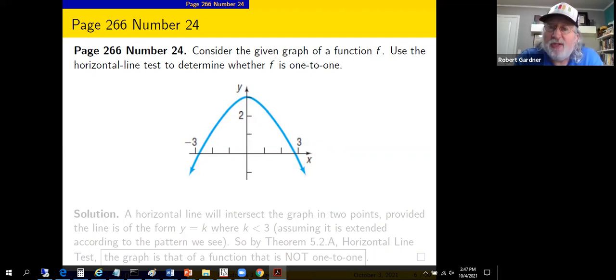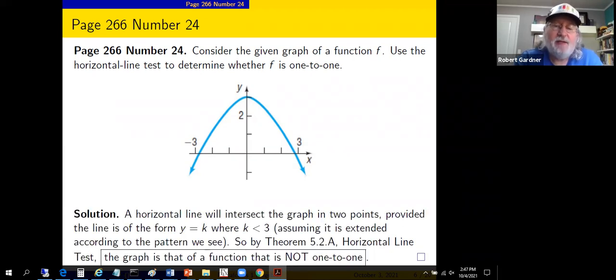It doesn't matter, just as long as there's some horizontal line that intersects it in at least 2 points, then we violated the horizontal line test. But assuming the pattern continues, any horizontal line up here doesn't intersect it at all. The horizontal line y equals 3 intersects it at the vertex, if it is in fact a quadratic function, and intersects it in 2 points for any horizontal line y equals a constant k, where k is strictly less than 3. For example, the horizontal line y equals 0, also known as the x-axis, intersects it in 2 points. That observation alone is enough to say it violates the horizontal line test. So it's not a one-to-one function.